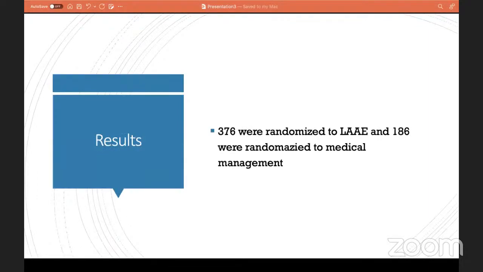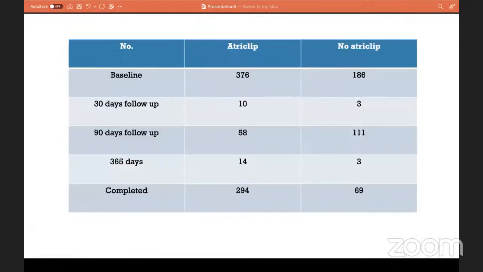So for the results, there were 376 randomized to the left atrial appendage exclusion arm, and 186 were randomized to medical management. So I have here a schedule of loss to follow-up, which was strangely mentioned in the clinicaltrials.gov original result, but not mentioned in the article itself.